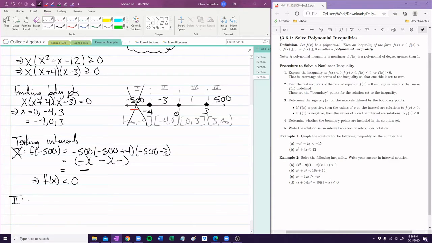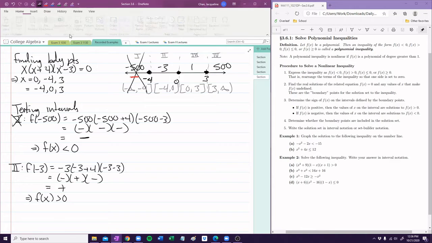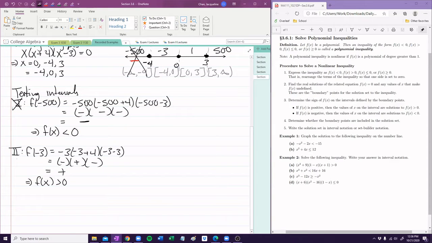For the second interval, we have f of negative 3. So it's negative 3 plus 4, negative 3 minus 3. So this is negative, this is positive, this is negative, and I'll end up with a positive number. So f of x is greater than 0. Looking up, remember we want f of x greater than or equal to 0, so this interval will be part of my solution.